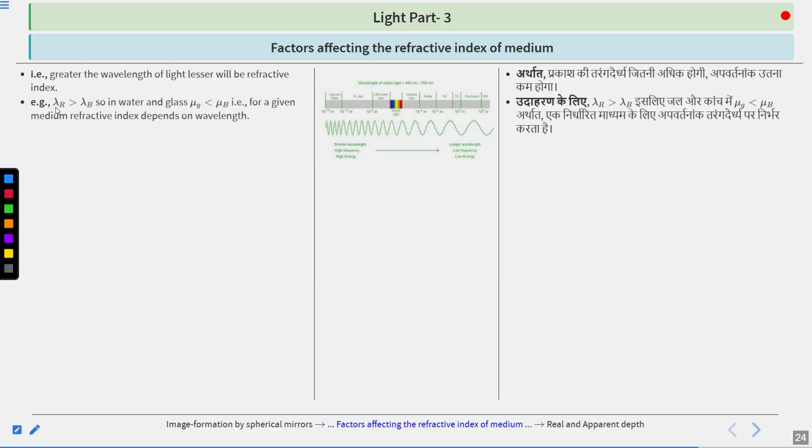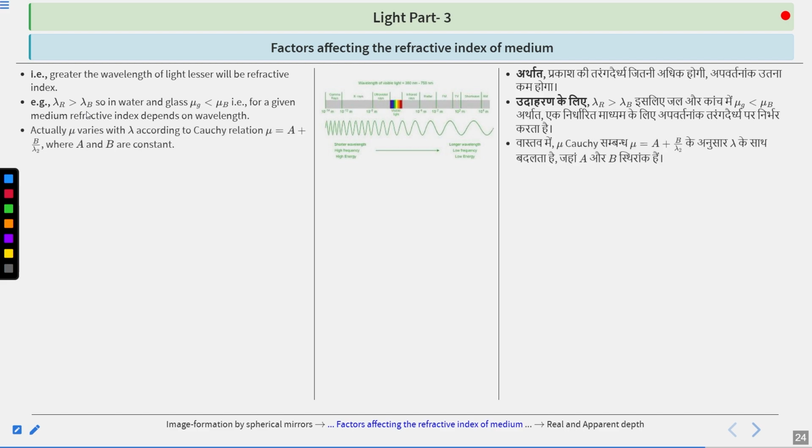Example, lambda R is greater than lambda B. So in water and glass, mu R is less than mu B. Therefore, for a given medium, refractive index depends on the wavelength of that particular light. Actually, mu varies with lambda according to the Cauchy relation: mu equals A plus B by lambda square, where A and B are constants.